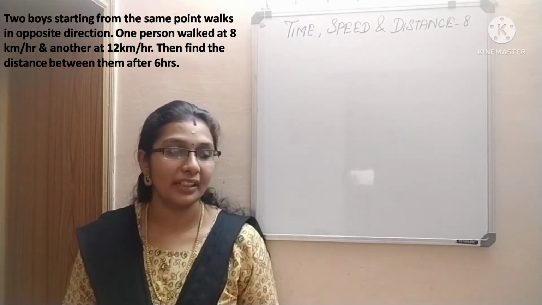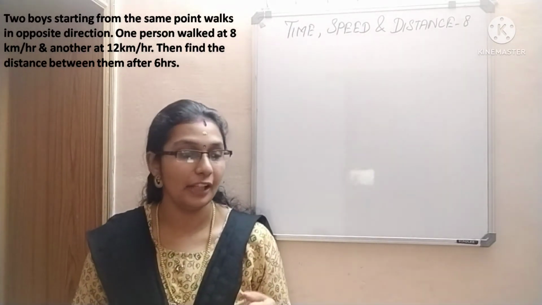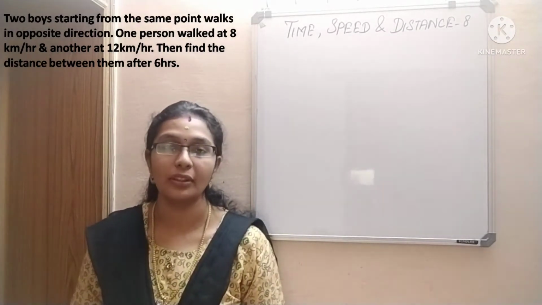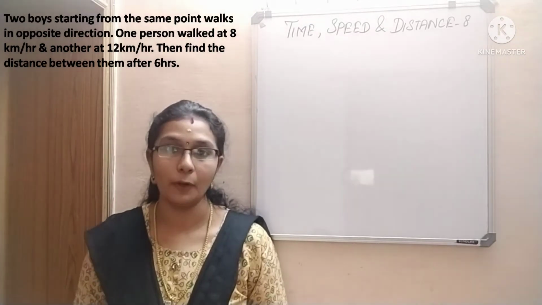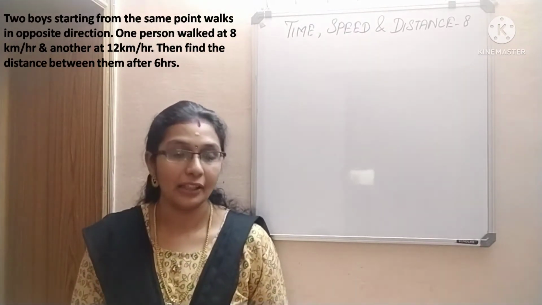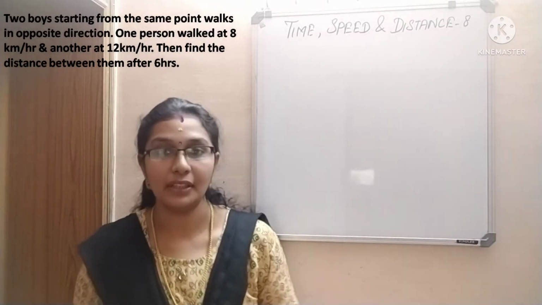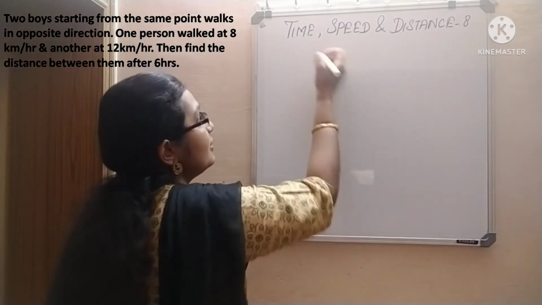One person walked at 8 km per hour and another at 12 km per hour. Then find the distance between them after 6 hours. So here they have given two boys walking at two different speeds from some point, and we will have to find the distance after 6 hours. So just write down what all is given.